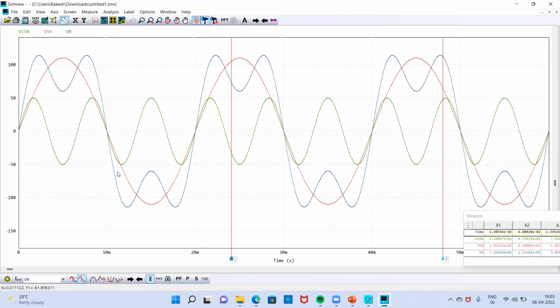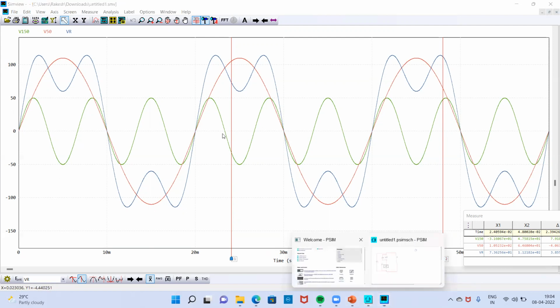This blue color waveform can be split into two sinusoidal waveforms, one a green waveform and another a red waveform. This is what is called Fourier analysis. Fourier series gives us the sine and cosine components of a periodic function. In a similar way, I have only added these two things.